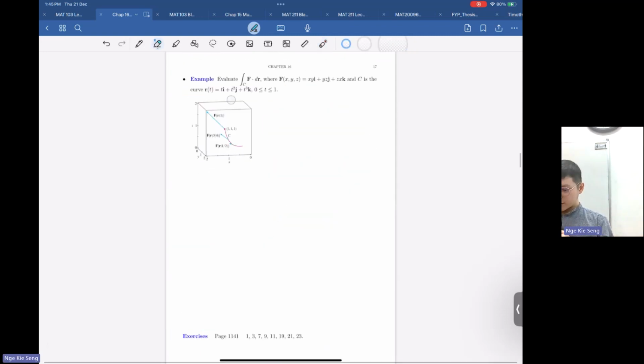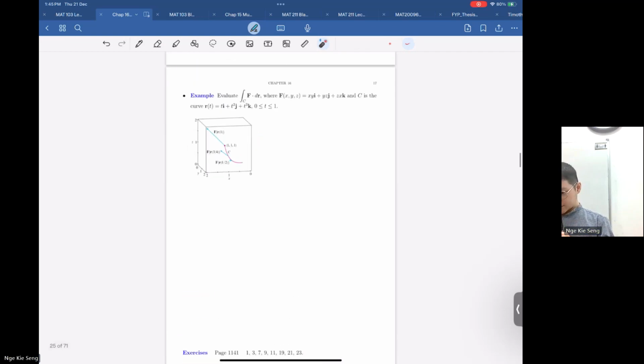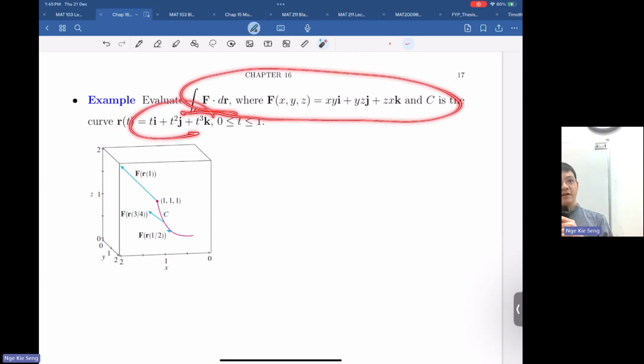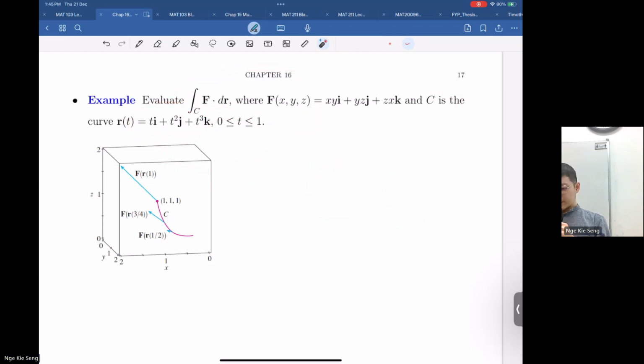There's one more exercise you can try, which is this one. It's the same, right? You want to compute the work done on this curve here. So you just substitute the parameterization into your force, and then you do it in the F1, F2, and F3 directions.